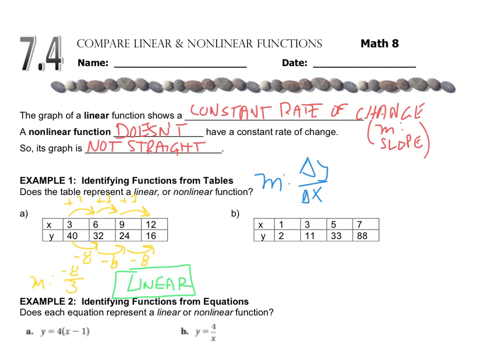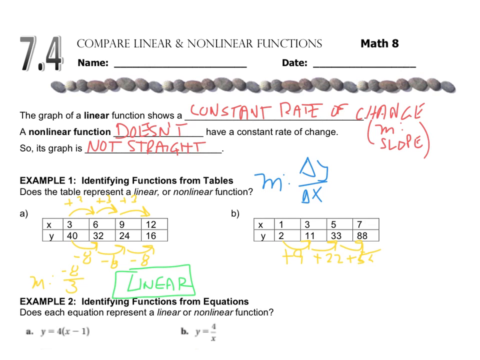Looking at the second table, we see plus 9, plus 22, plus 55. So on first look, we would say, well, that's definitely not linear. But we can't make that decision until we've looked at the x's as well, because they also might be changing by different numbers that would give me the same slope between all those numbers.